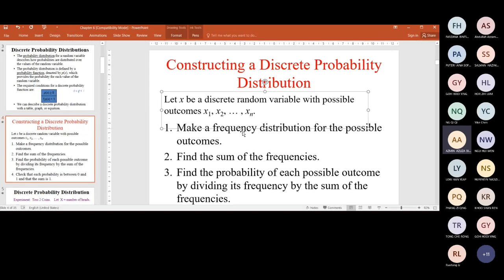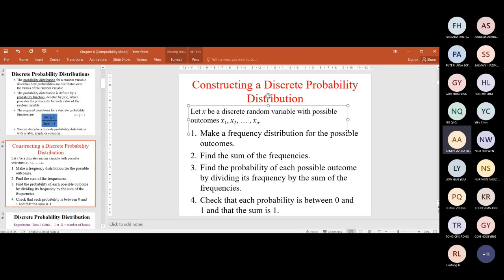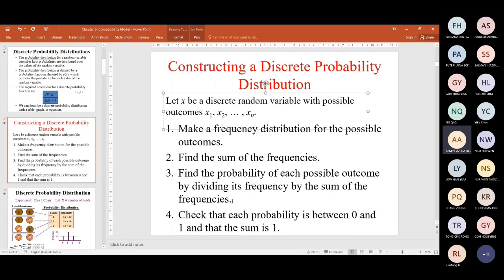You divide number 1 by number 2, so dividing its frequency by the sum of the frequencies. So what is the frequency? For example, your frequency is only 2 out of 10. The total is 10, so 2 over 10. That is your probability. Check that each probability is between 0 and 1.